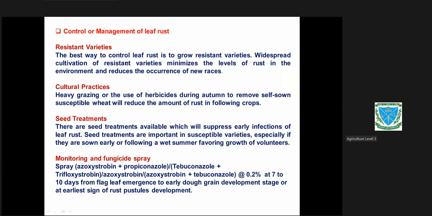So resistant varieties are the best way to manage the disease. In addition, you can avoid the grasses by using herbicides. Seed treatment sometimes is helpful, and monitoring and a fungicide spray schedule is very important. So you have to monitor your plants, and if you see one or few or some plants are infected, you need to start the spray of these fungicides containing this type of things.